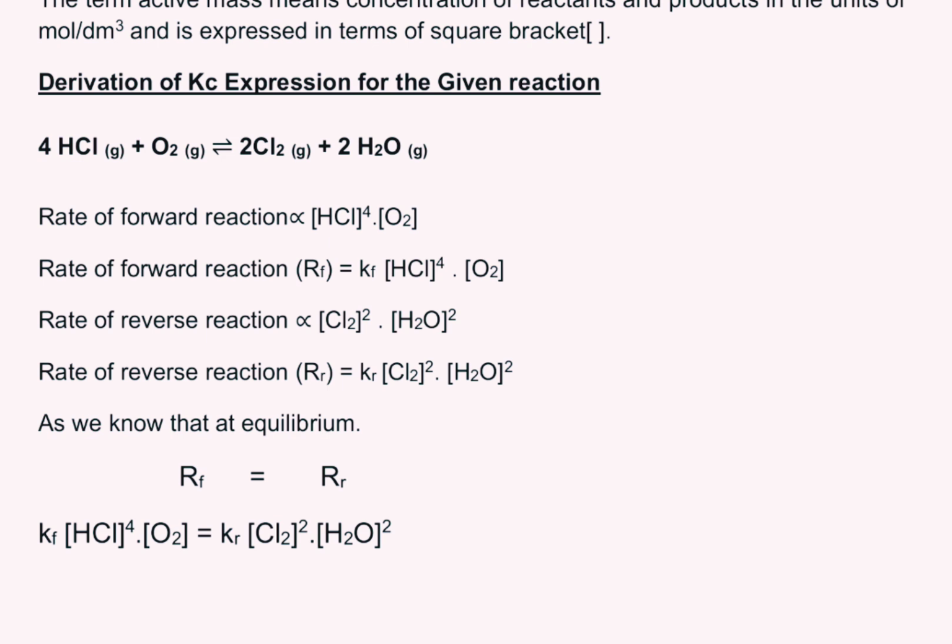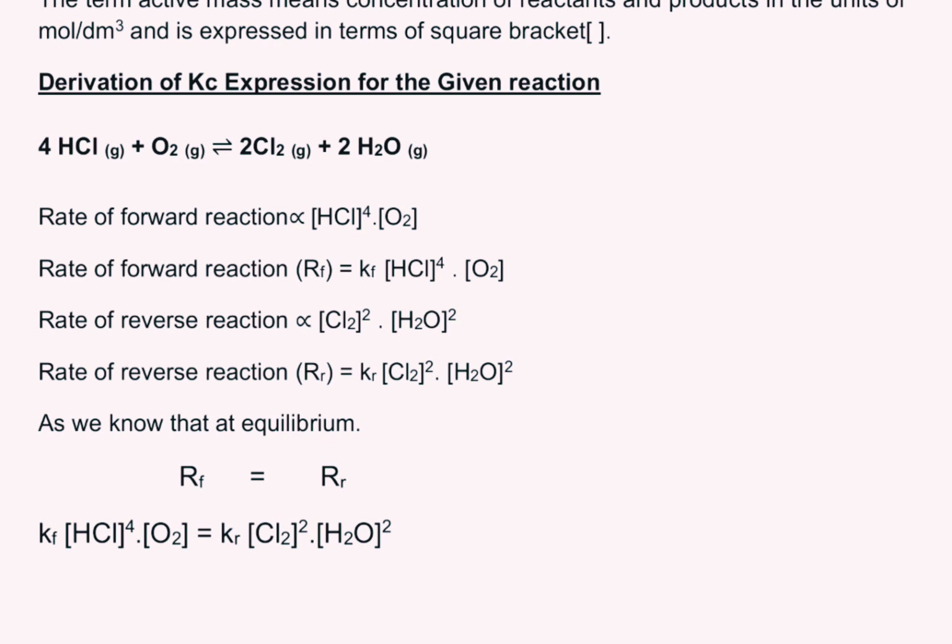The rate of reverse reaction is obviously directly proportional to the active masses of chlorine and water, and both have power 2, and you convert it into an equation by putting an equal sign and Kr as the constant. As we all know, whenever equilibrium is attained, the rate of forward reaction and backward reaction will be equal. That simply means Rf is equal to Rr, where R stands for reverse reaction and F stands for forward reaction.